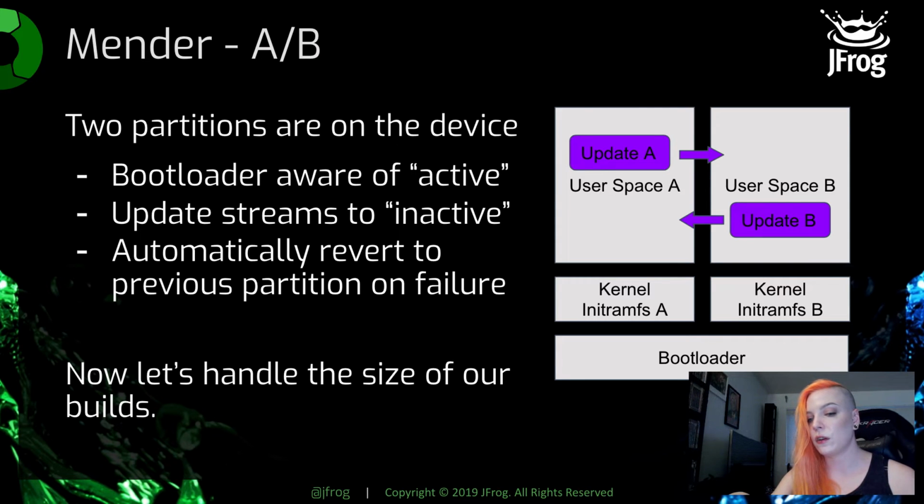Using this method, two partitions exist on the device, A and B. The bootloader is aware of which partition is currently designated active and which one is not. During an update, the new firmware is streamed directly to the inactive partition, and at this point, the partition running the update is designated active, the old one is inactive, and on reboot, the bootloader starts the new partition.